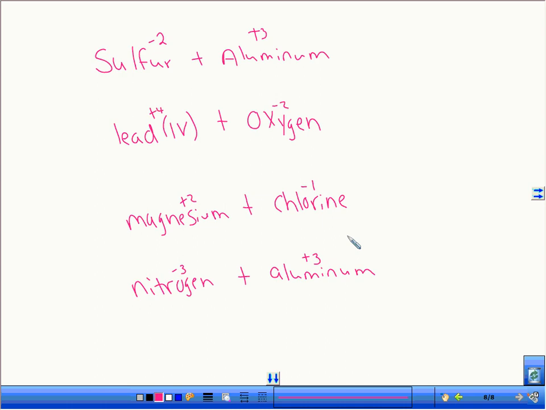Okay, so once you figure that out, you can figure out your cation and anion. Your cation is the positive one, your anion is the negative one. You always write a chemical formula with the cation first. The metal must always be written first.